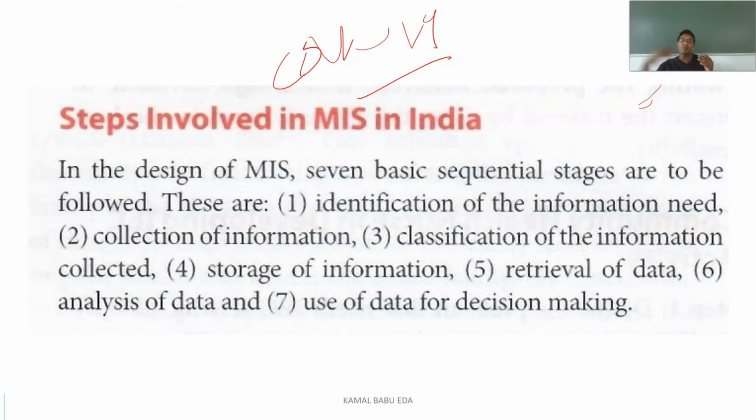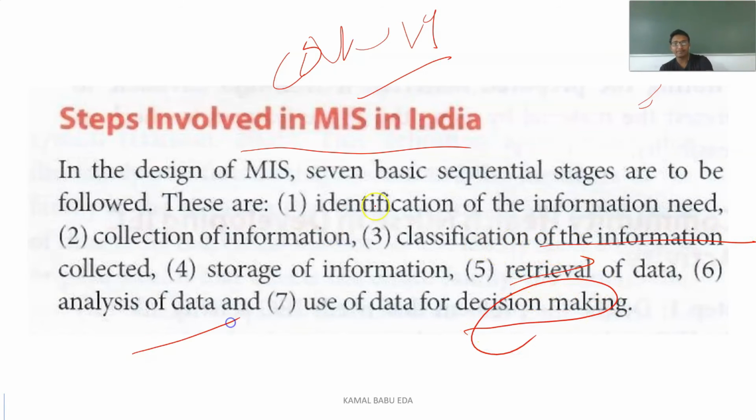I have gone to other countries, but if you relate it to India, for any kind of local epidemic or pandemic, they will collect the data, form a decision, and only then implement it. So these are some of the steps involved in the management information system. Firstly they will identify the information that has to be taken, then they will collect the information, classify it, store it, retrieve it, analyze it, and use it for decision making.